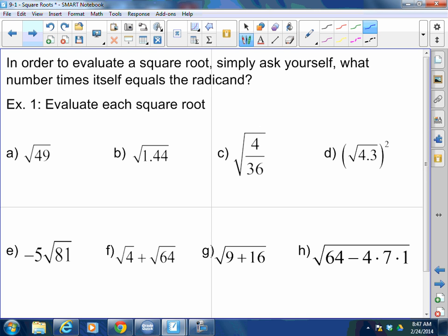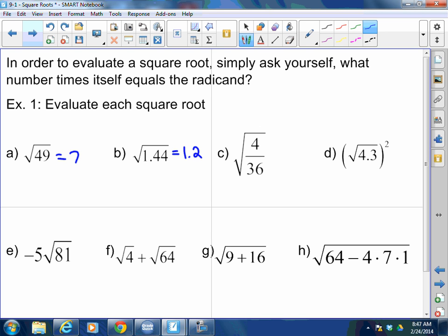In order to evaluate a square root, simply ask yourself, what number times itself equals the radicand? You're looking for square roots. So, simple. Square root of 49 equals 7. Square root of 144? 12. Now, square root of 4 over 36.